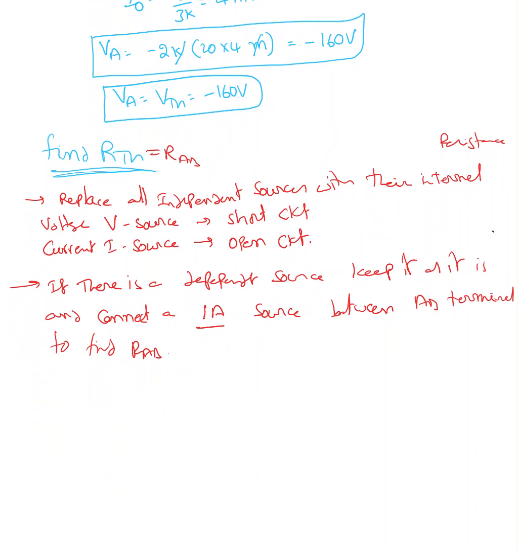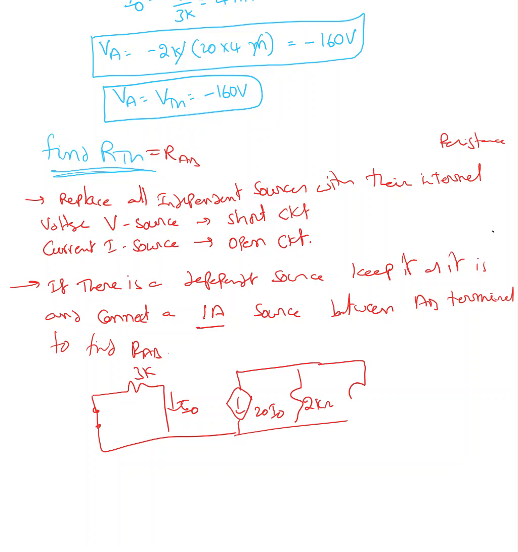Now while finding RAB, my circuit, so here I have the voltage source and here I have the dependent source 20 I0. Here is my I0, I believe that's 3k, and here I have 2 kilo ohm. Now I'm going to connect the 1 ampere source. Okay, now my goal is still to find RAB equal to VAB over 1 ampere. So that's my A, this is my B, I'm going to ground this. So all I need to find is VA over 1 ampere to find RAB.